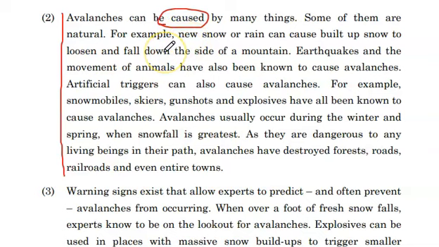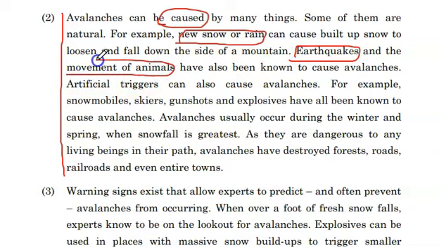Okay, so what are the causes of avalanches? The author is saying these causes of avalanches are many. Number one, new snow or rain. Number two, earthquakes. Number three, movement of animals. And these causes are natural causes of avalanches. Natural causes of avalanches.